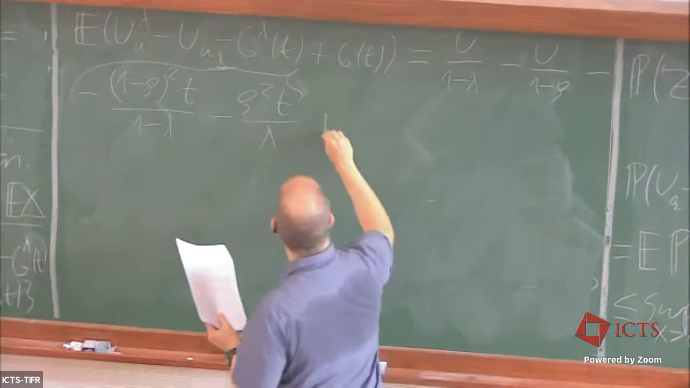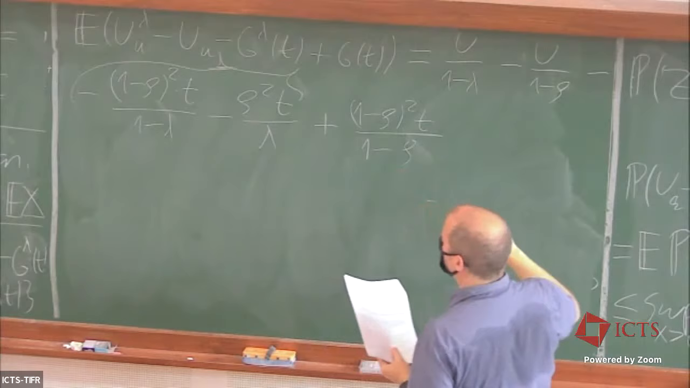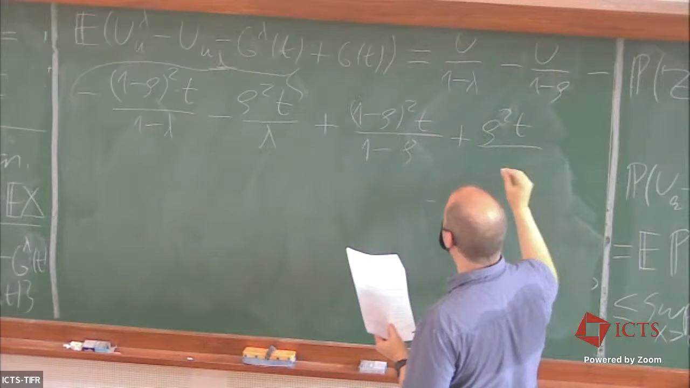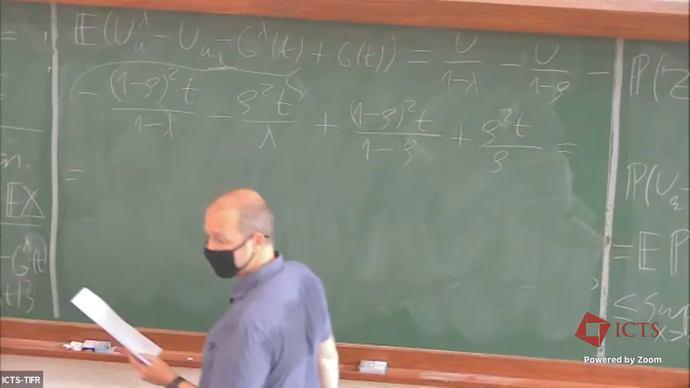Plus the same for rho. So the characteristic position is 1 minus rho squared T on the horizontal. The parameters are exponential 1 minus rho. On the vertical, I go down, go up rho squared T, and I have rho. That's going to be plus G T. So this is my expectation.